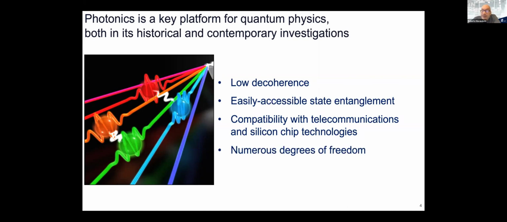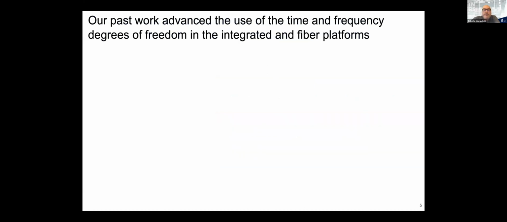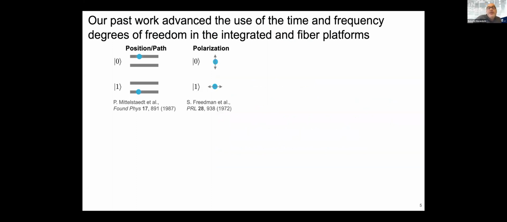And last but not least, photons can be used in numerous degrees of freedom. In terms of degrees of freedom, we can think about the early work in which the information is encoded in either position or path. We can think about the polarization, so we can decide which quantum state, depending on whether the polarization is vertical or horizontal, and these are very well known.